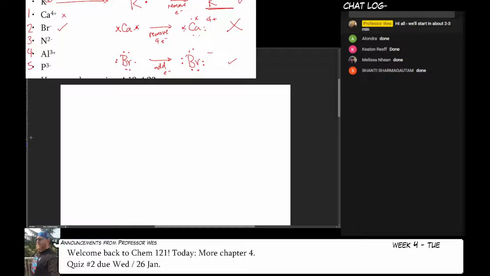So let's look at now N2 minus. So nitrogen has 5 valence electrons because it's in group 15. And to make it N2 minus, we would have to add 2 electrons. So here's the 5 that I started with, and then we'll add 2 more. Is it an octet? Nope, I'm missing this one, so not an octet.